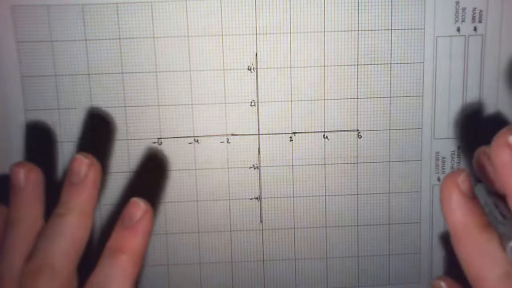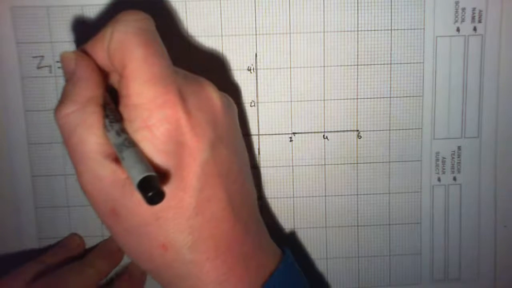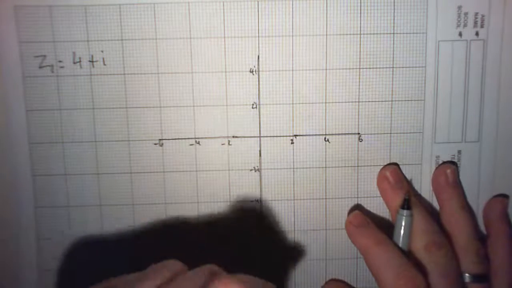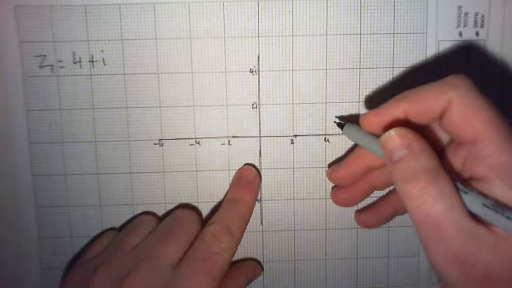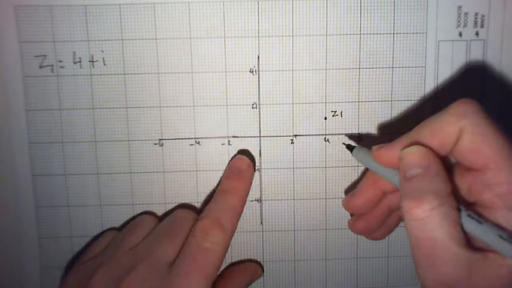I really love this. Okay, so I'm going to pick a point, Z1. I'm going to call it 4 plus i. Okay, so I'm going to plot it. 4 plus i is there. So there's Z1. Right? Everyone's with me on that one.